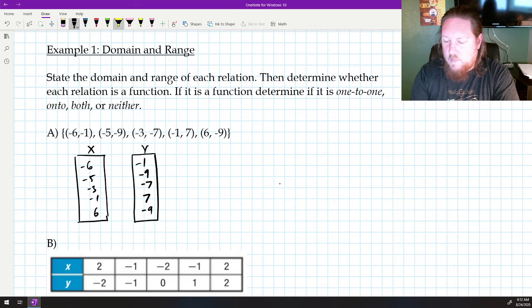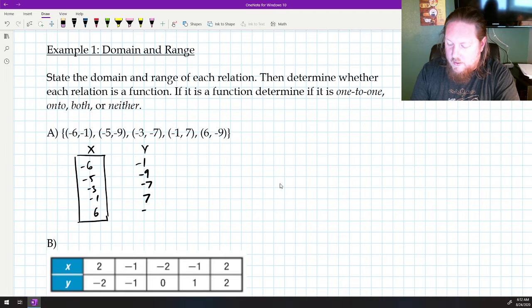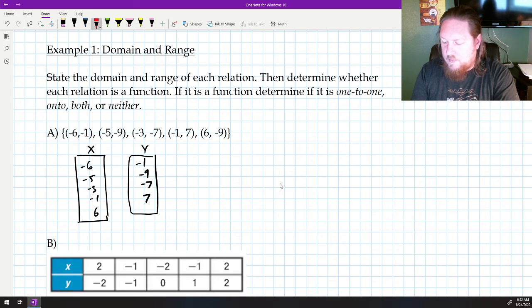Right now when I'm writing this out, I realize I wrote -9 twice. I don't want to write -9 twice. I only want to write it one time. So let's draw some arrows here. -6 goes to -1, -5 goes to -9, -3 goes to -7, -1 goes to 7, and 6 goes to -9, so it goes back up there.